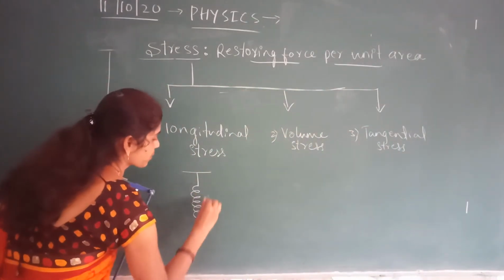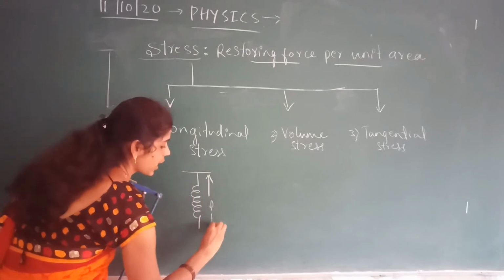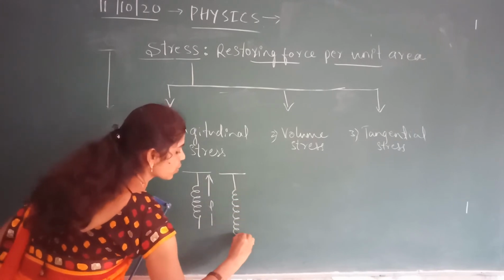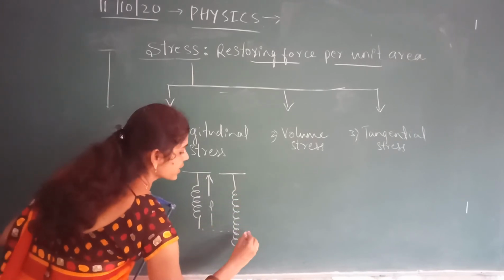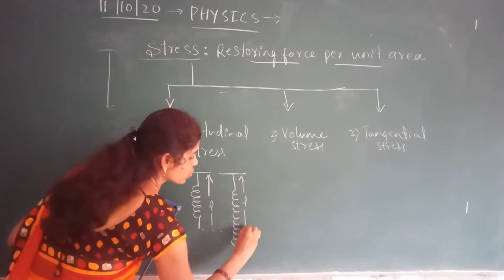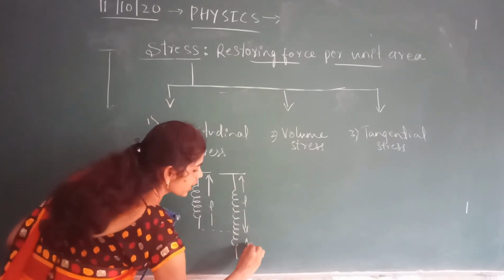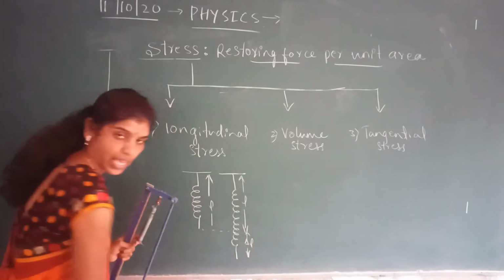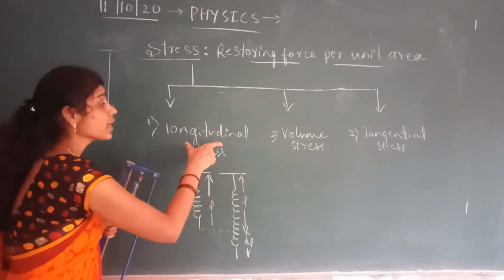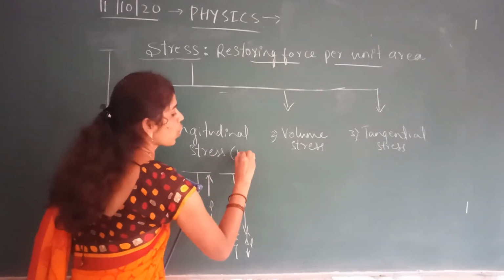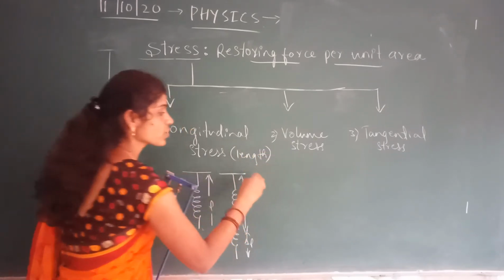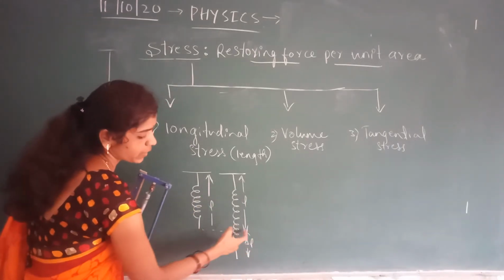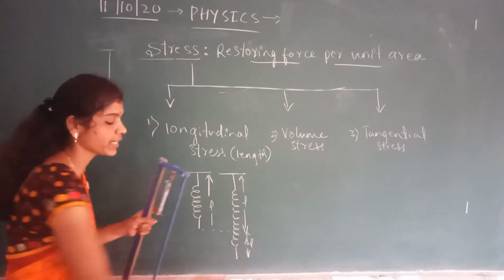So let us consider the spring. Initially it has a certain length L, and when we apply an external force on it, the length increases. Initially it has the original length L, and the change in length is represented by delta L. Here the dimension changes along the length, so deformation of the object takes place along its length. Therefore the change in length is represented by delta L.